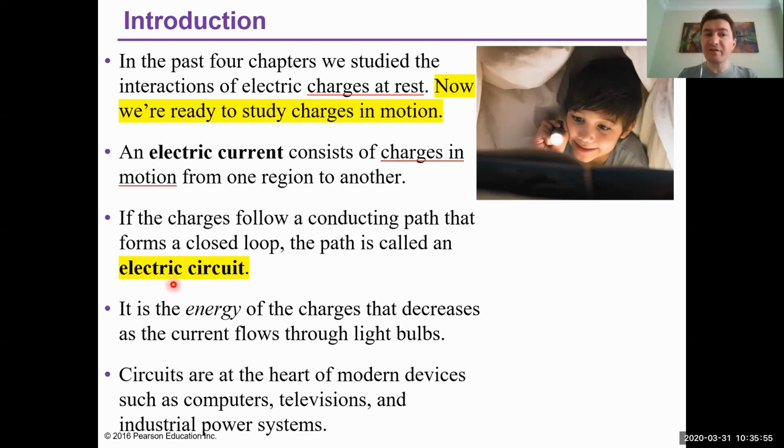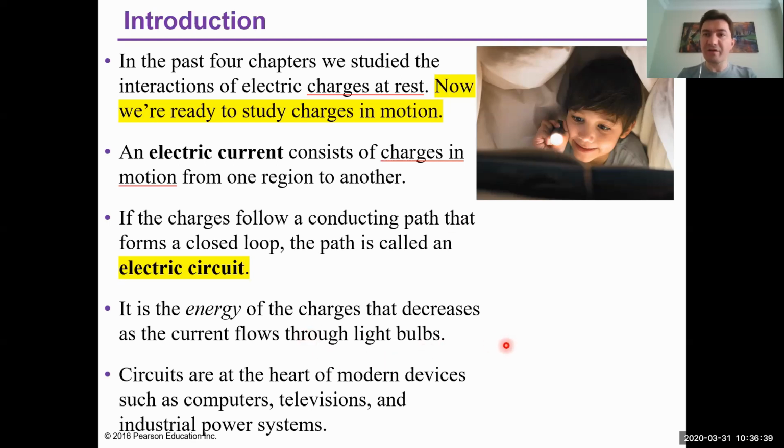So what is an electric circuit? If the charges flow in a conducting path that forms a closed loop, the path is called an electric circuit. We will go into detail. So we will also see this one. And we will talk about the energy of the charges that decreases as the current flows through light bulbs. For example, here you see a flashlight in the hand of this child. So there's a light here. So where does this energy come from? Okay, there's a battery within the flashlight, and this energy decreases as the current flows through the light bulb here.